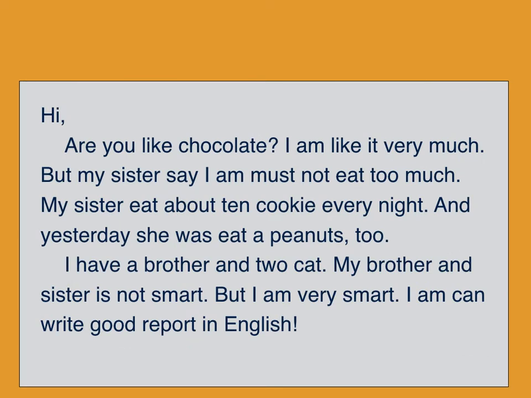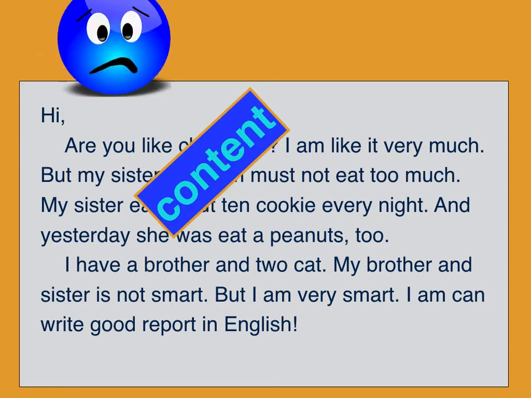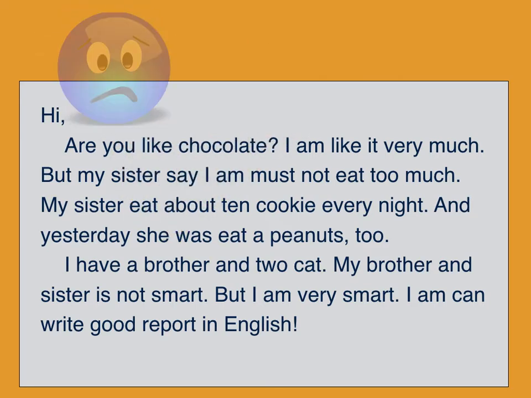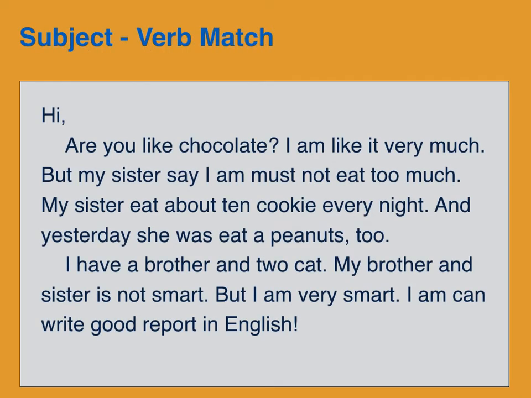Okay, read this through once to catch the meaning. Sorry, but there really is not much meaning to this piece of writing. The content is terrible. Anyway, now pause the video and analyze this for the four types of grammar mistake. The first one will be subject and verb matching. Can you see where there are problems between subjects and verbs in this piece? Let's check.